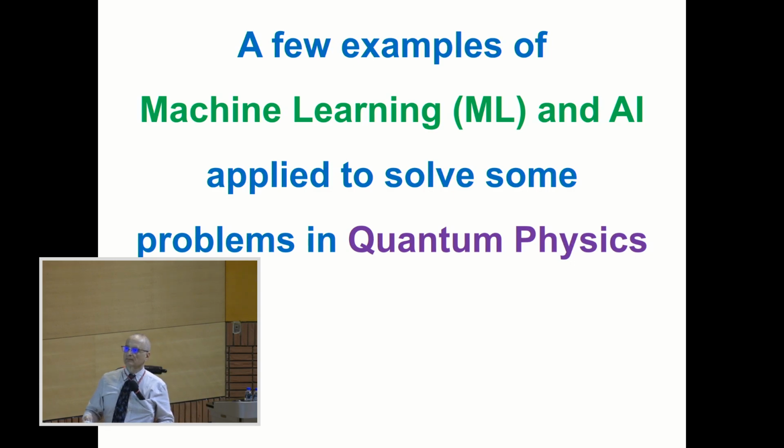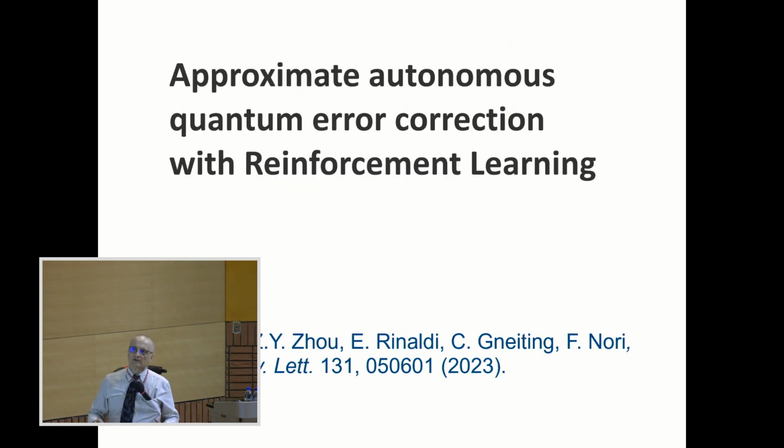Okay, let me do one example here. We did an example on approximate autonomous quantum error correction with reinforcement learning. More details are here. This is a very technical paper because quantum error correction is a whole field by itself, with a massive amount of jargon, and machine learning also. I'll give you the main idea. If you want details, no problem.